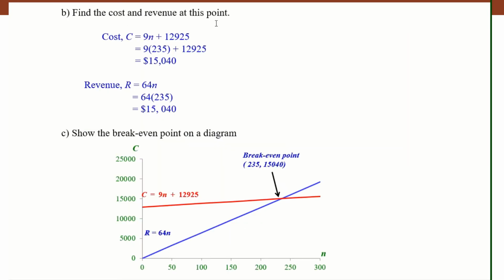All right. So find the cost and revenue at this point. You substitute 235 into the cost equation, or you substitute 235 into the revenue equation. You should get the same answer.